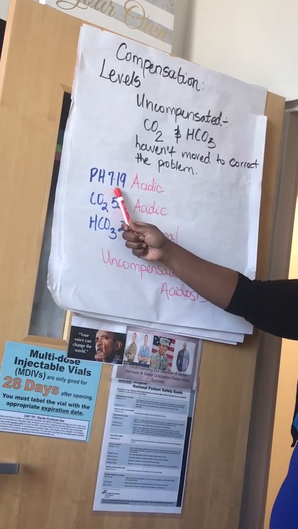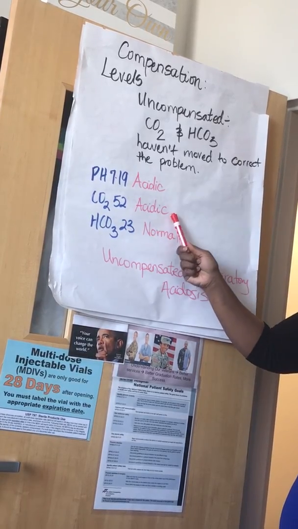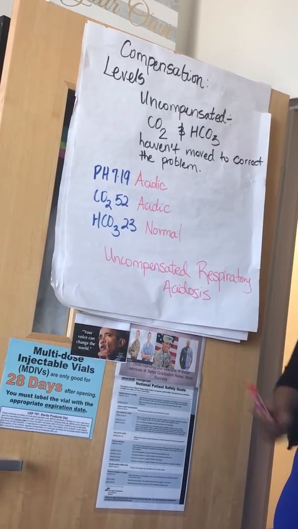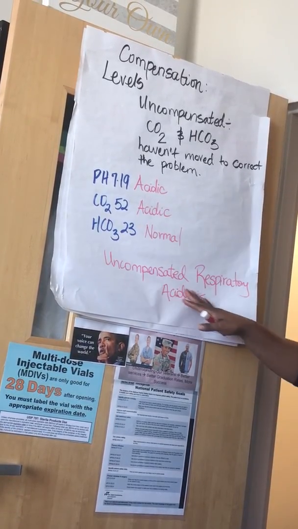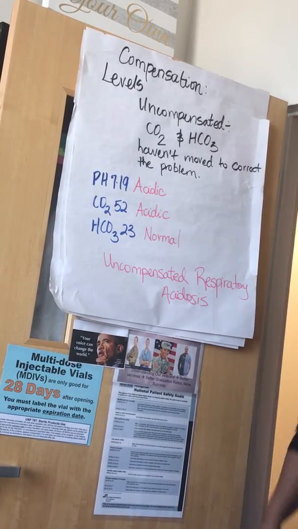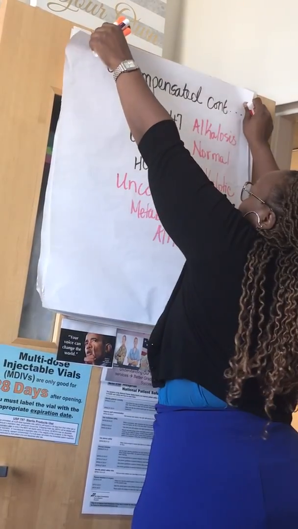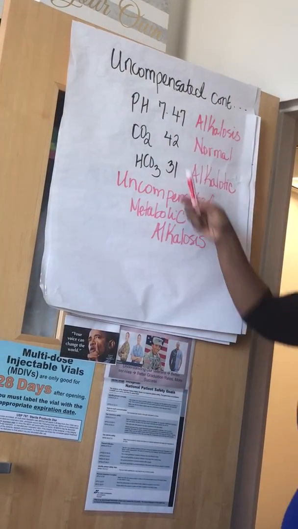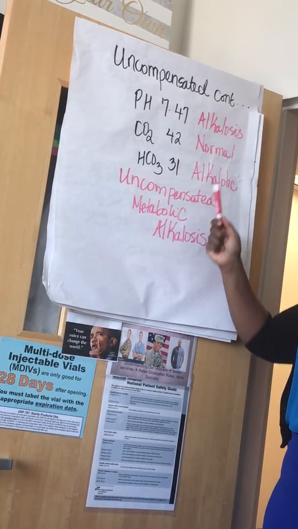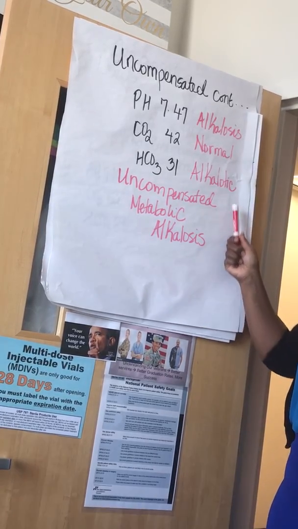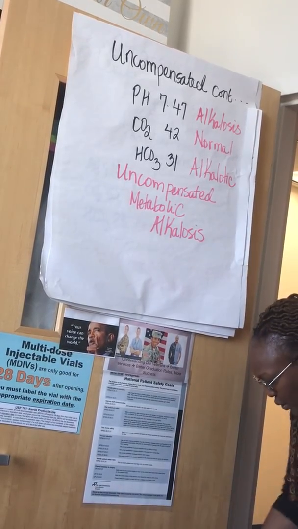So for example, a pH of 7.19 is acidic. CO2 of 52 is a lot of CO2, so it's acidic. Bicarbonate is 23, which is in the normal range. So there's no compensation going on. So this ABG is uncompensated respiratory acidosis. Okay? Then another example that we can have here, pH of 7.47 is an alkalotic problem. CO2 of 42 is in the normal range, and bicarbonate of 31 is alkalotic. So we know that this is an uncompensated metabolic alkalosis. Are we together so far?